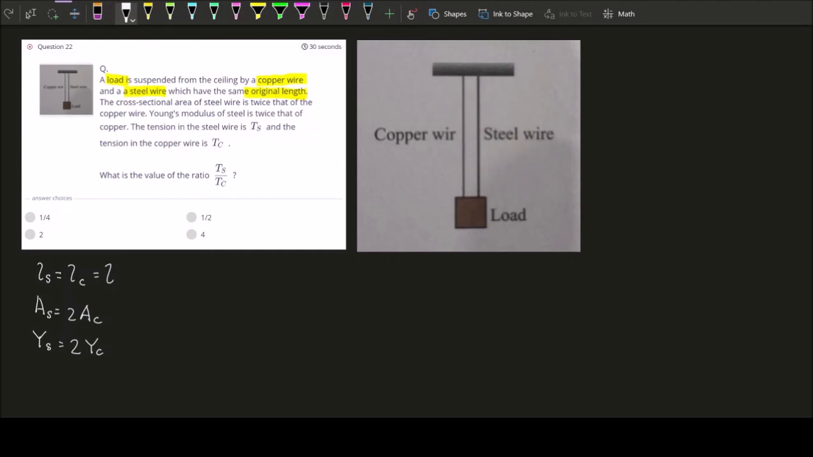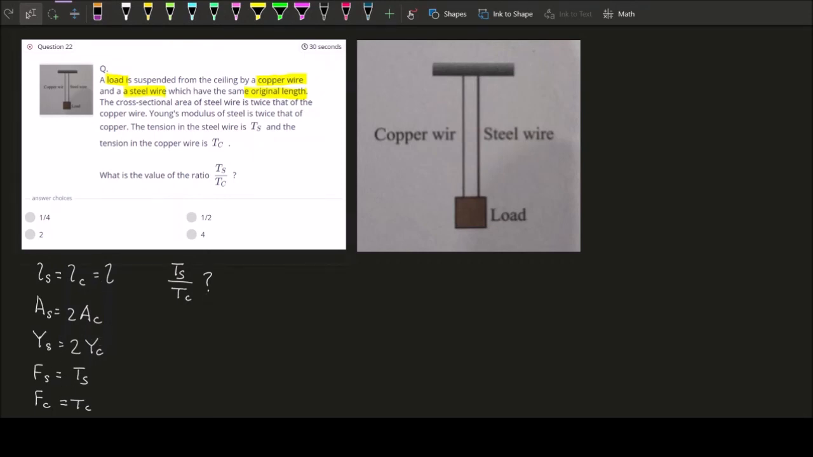The tension in the steel wire, the force experienced by the steel wire, is Ts, and the force experienced by the copper is Tc. Now they're asking for Ts over Tc. What does it mean? To do this, you can see we have area, length, Young's modulus, and forces.